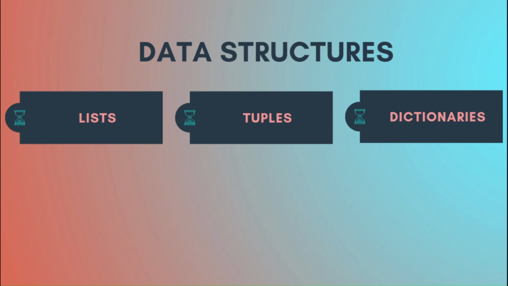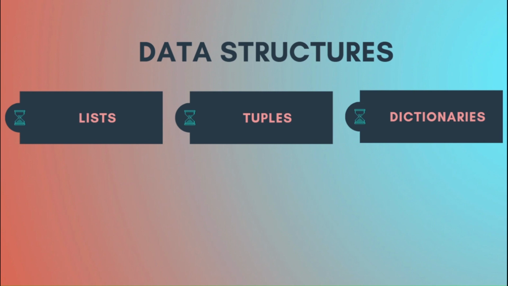Lists are one of the most commonly used data structures in Python. They can store a collection of items of different types. Lists are mutable, meaning their elements can be modified. Tuples are similar to lists but are immutable, meaning their elements cannot be modified. They are typically used to store a collection of related values.